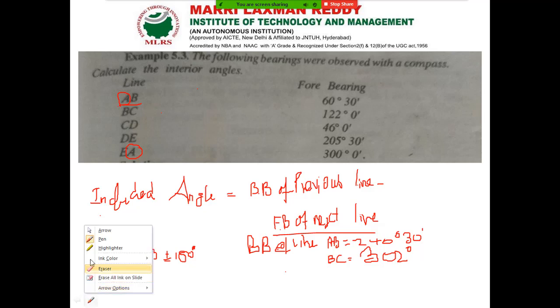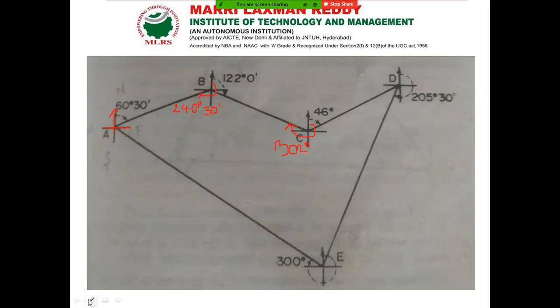Next, for the line CD, it is 46 degree, which is less than 180 degree, so we add 180 degree. By adding 180 degree, we get 226 degree as the back bearing, so we can mention it in the figure, 226 degree.